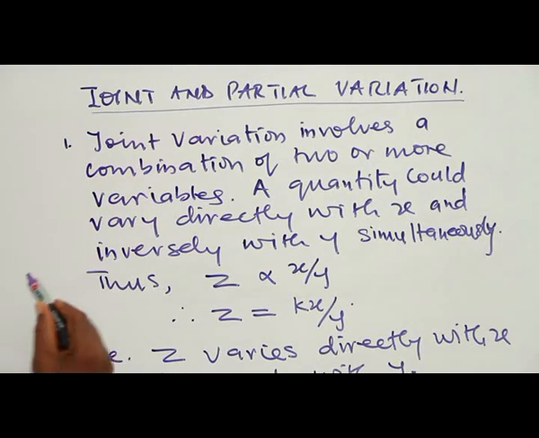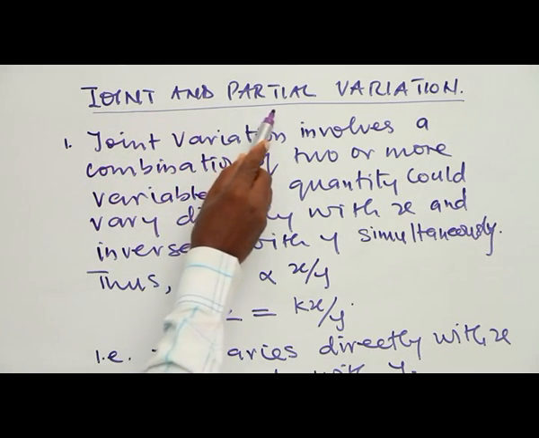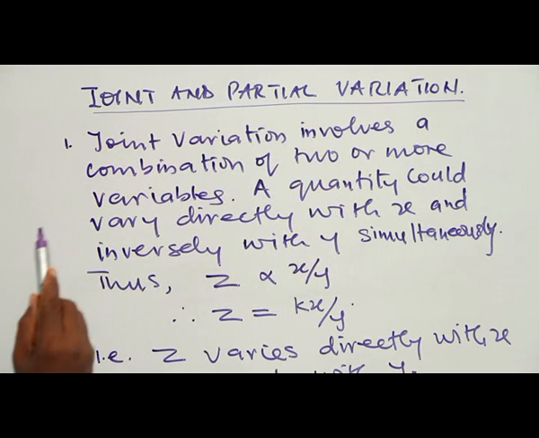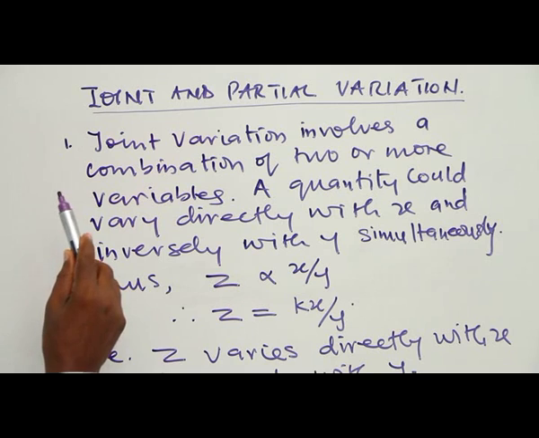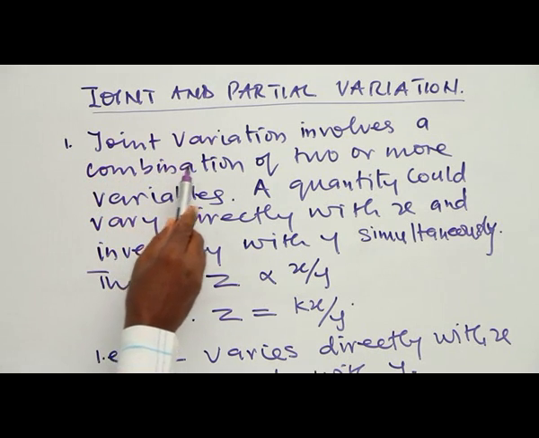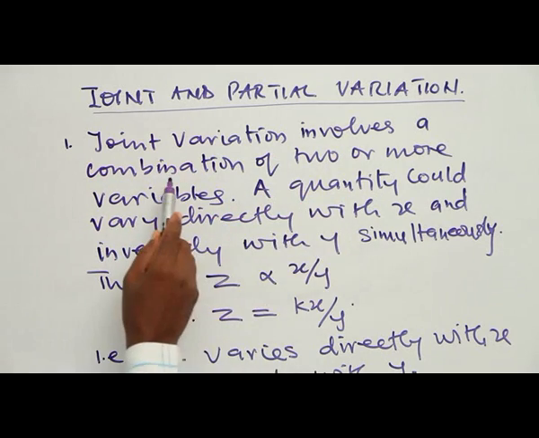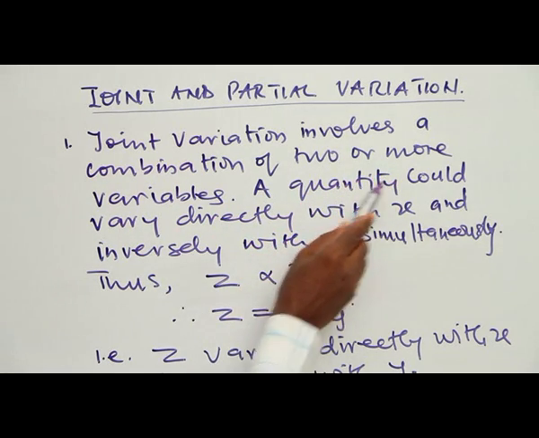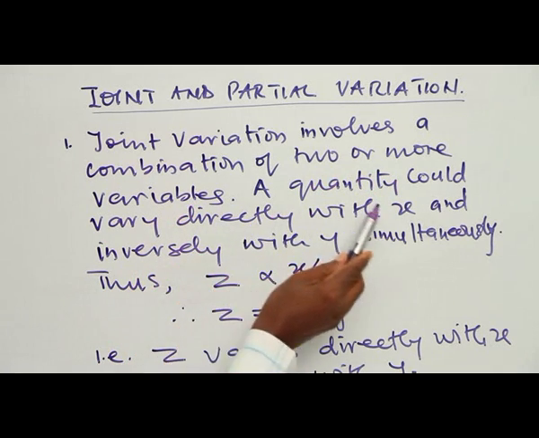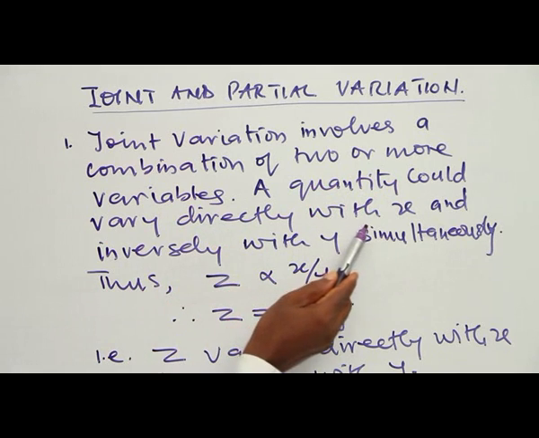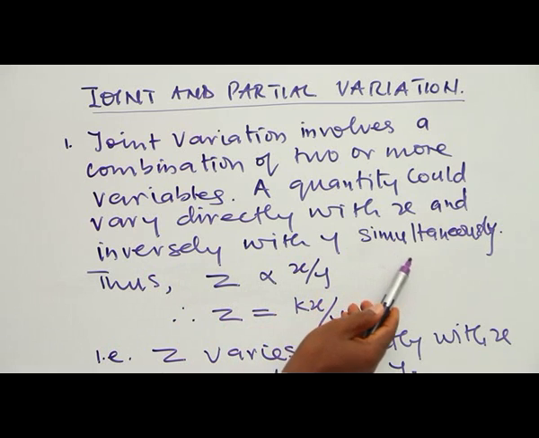We shall now look at the other parts of variation, joint and partial variation. We will refresh by looking at what joint variation is all about. Joint variation involves a combination of two or more variables. A quantity could vary directly with S and inversely with Y at the same time, simultaneously.